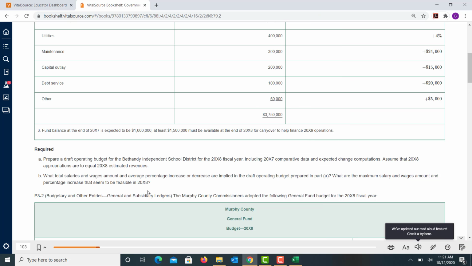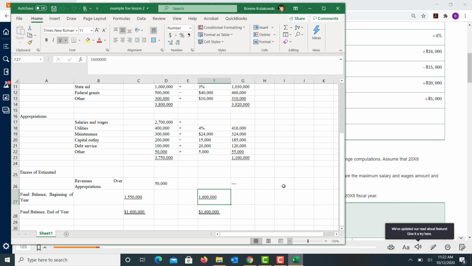And then that's also going to help you to be able to answer this part B, what total salaries and wages amount and average percentage increase or decrease are implied in the draft operating budget prepared in part A. What are the maximum salary and wages amounts and percentage increase deemed to be feasible in 2018? So once you figure out this answer, you will be able to answer part B. I'm going to pause the video so I can pull up the next problem.